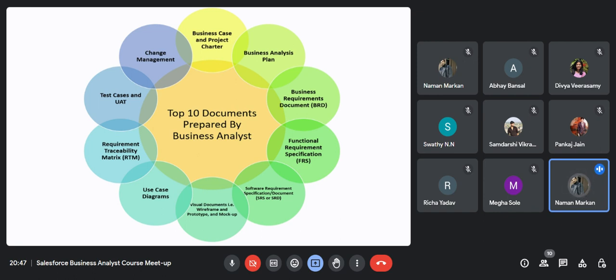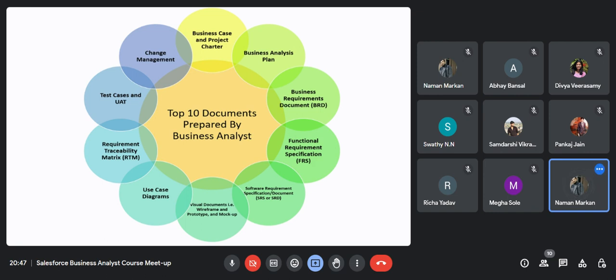So in this particular step, or in this particular diagram, you use this visual representation in order to make sure that each and everything is being covered and easily recognizable by each and everyone who is involved. And then we have the use case diagram.